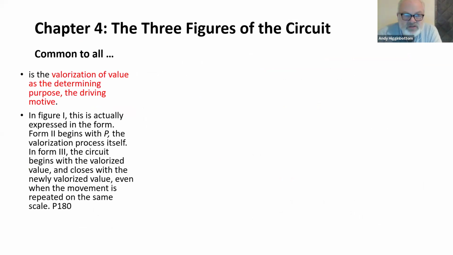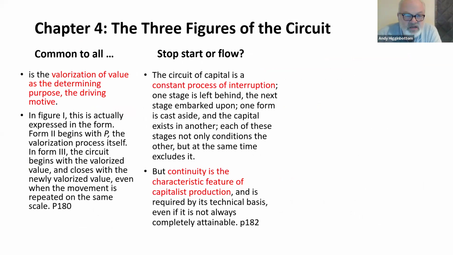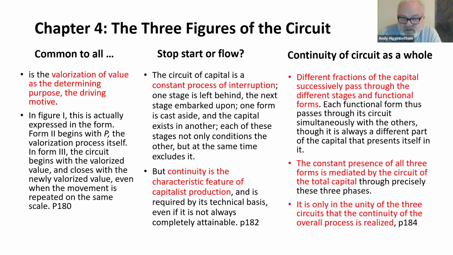So in chapter 4, he tries again to bring these three together. He looks at what's common to the three different circuits. All of them have this issue of how continuous they are, because it's sort of stop-start. There is the succession of stages, but how smooth is the transition from one stage to another? This question of continuity and the possibilities of interruption, in the transition from one state to another, or even within one form of capital or another, is a big issue in this way of conceiving of capital as a process.